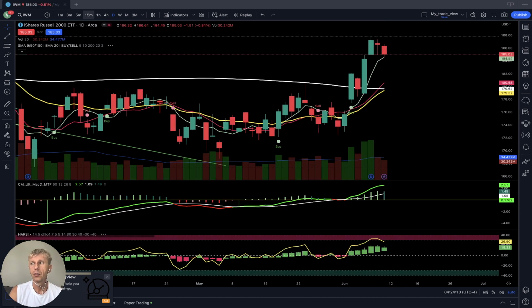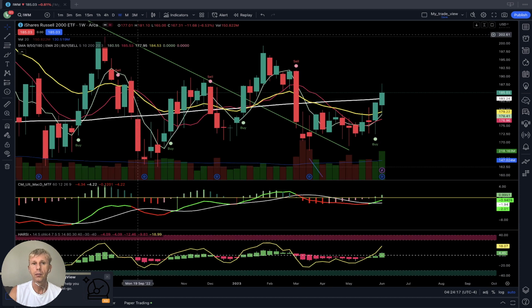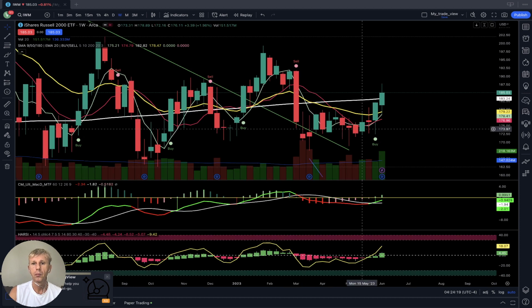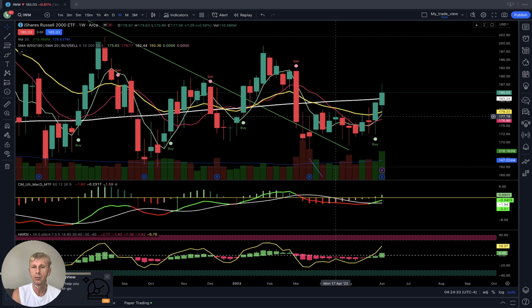Let's move to IWM, weekly time frame. Buy signal, MA5 did a bullish crossover over 10. The last bar did a bullish crossover over all moving averages. Very bullish, very powerful run from bearish territory, because it was very oversold, in bearish territory, just 2 weeks ago.